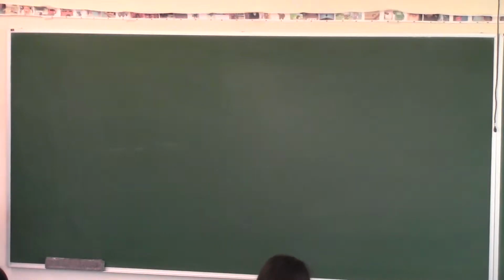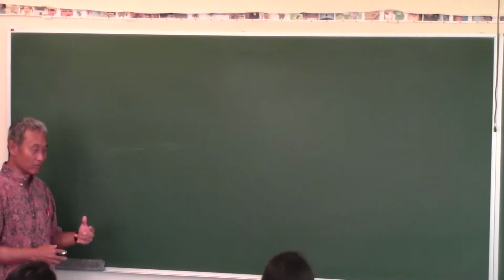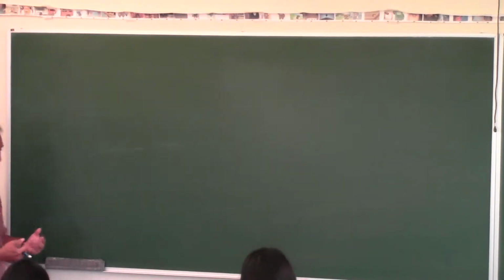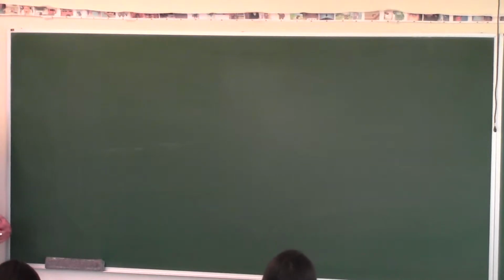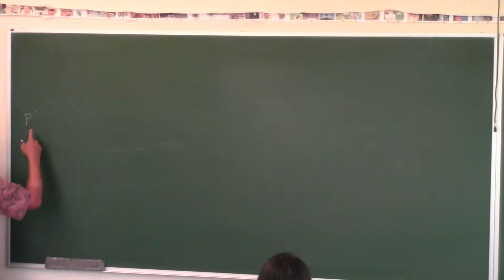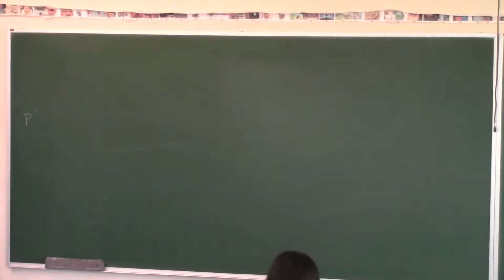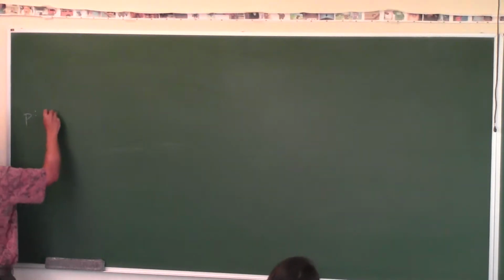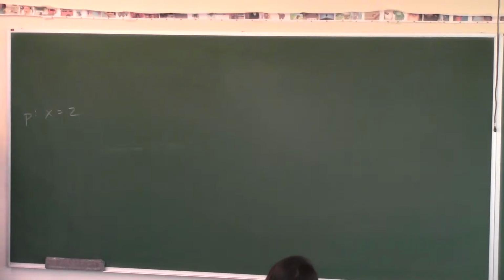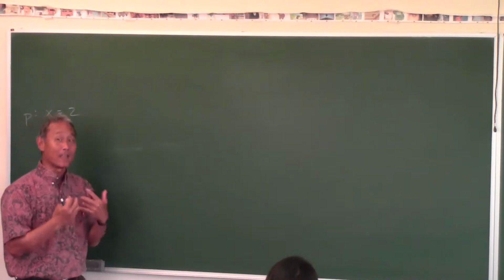Now the building blocks of logic are these things called statements. A statement could be something like the dog is blue, the cat is pink. But we're not going to deal with statements like that. We're going to deal with mathematical statements. So if you have a statement, normally we start with the lowercase letter p, something like this, x equals 2. That's a statement. Now what we're going to do in tonight's homework is we're going to negate a statement.